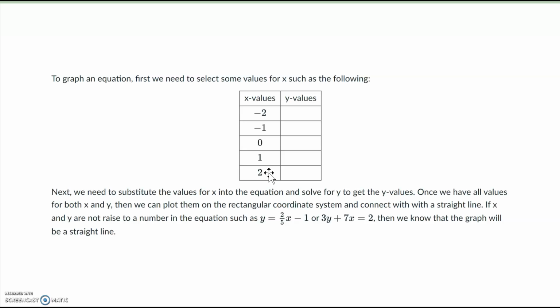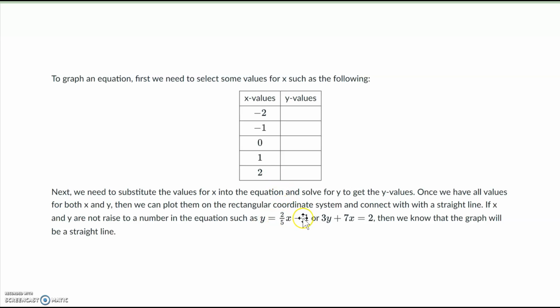I'm going to take each of those ordered pairs and I'm going to plot them onto the graph, and then I'm going to connect them with a straight line if you're talking about linear equations, which in this section we are. Now, how can you tell if the equation is going to be a straight line or not?